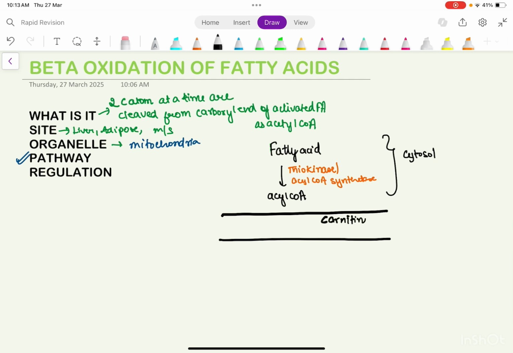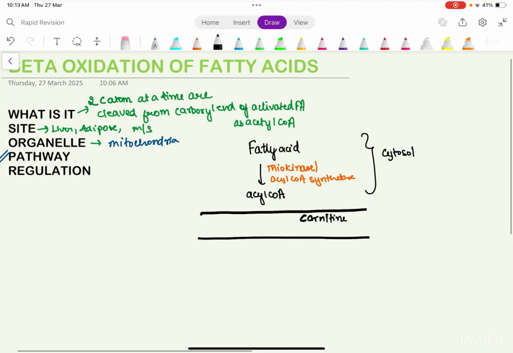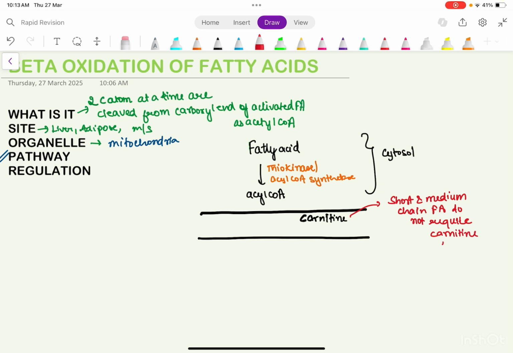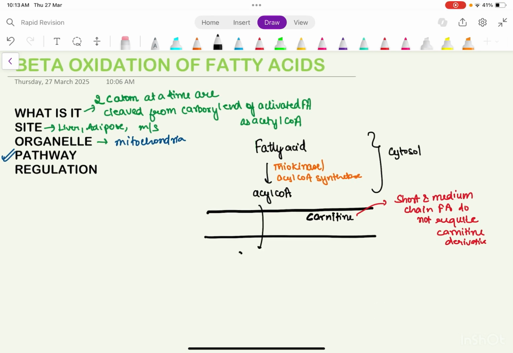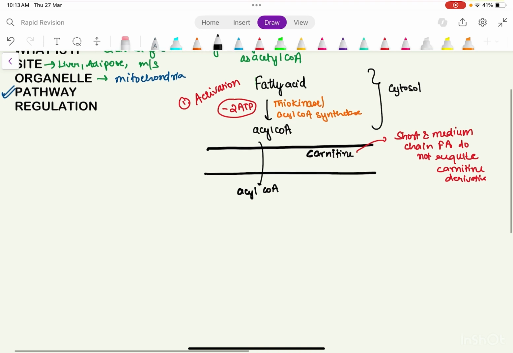Now you have to remember one liner here: short and medium chain fatty acids do not require carnitine derivatives. Through this carnitine, the acyl CoA finally reaches the mitochondria. I told you there are three steps. So the first step is done, which is activation, and it utilizes 2 ATP. Remember this. Then this acyl CoA is now in mitochondria.